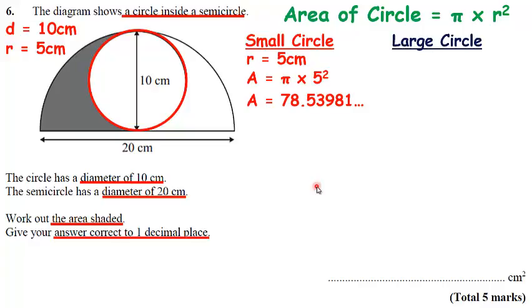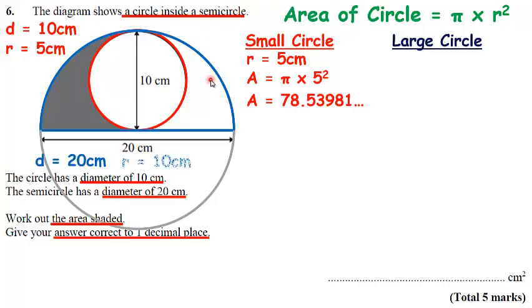What I'm going to look at now is the larger circle. I'm going to imagine that it was a full large circle. If it was going all the way around like that, then I know the diameter of that circle is going to be 20. They told me that in the question. And the radius of that circle, therefore, is going to be 10. I'm interested in the semicircle, in fact just a small portion of the semicircle, to help me work out the area of that shaded region.